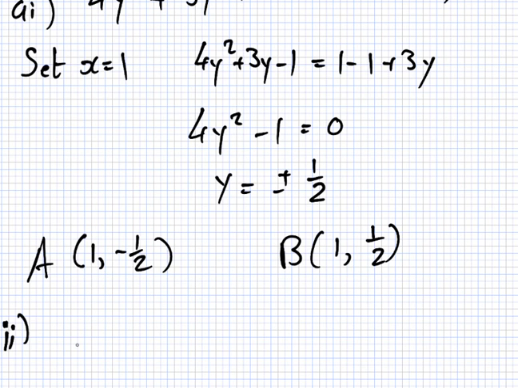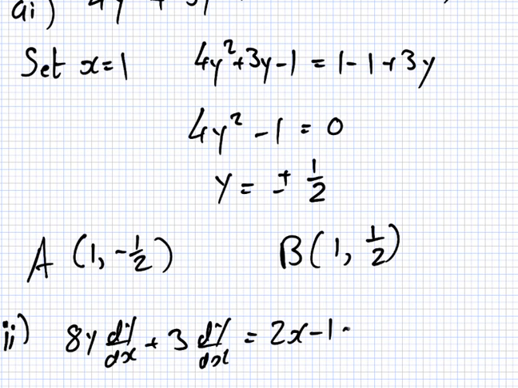what is dy dx at these 2 points? So now we find the derivative. So using implicit derivatives, I'd get 8y dy dx plus 3 dy dx minus 0 equals 2x minus 1 plus 3, and then I need the product rule for the xy piece at the end. That would be 1y, so just y, plus x dy dx. So this is implicit derivatives with the product rule.